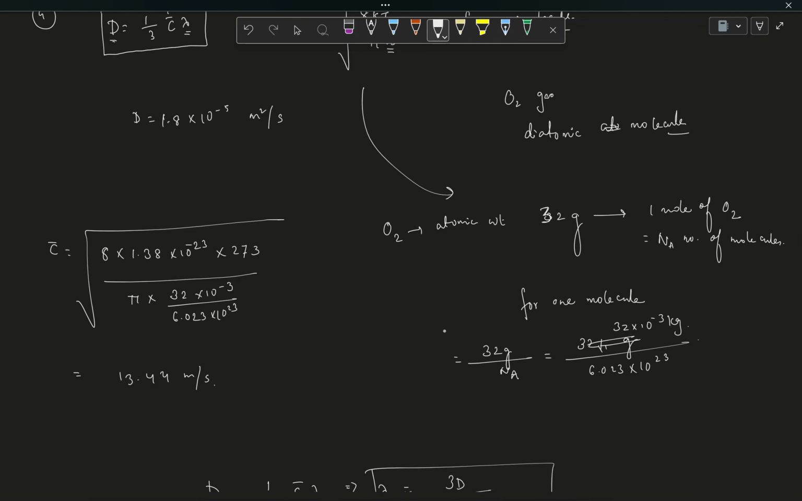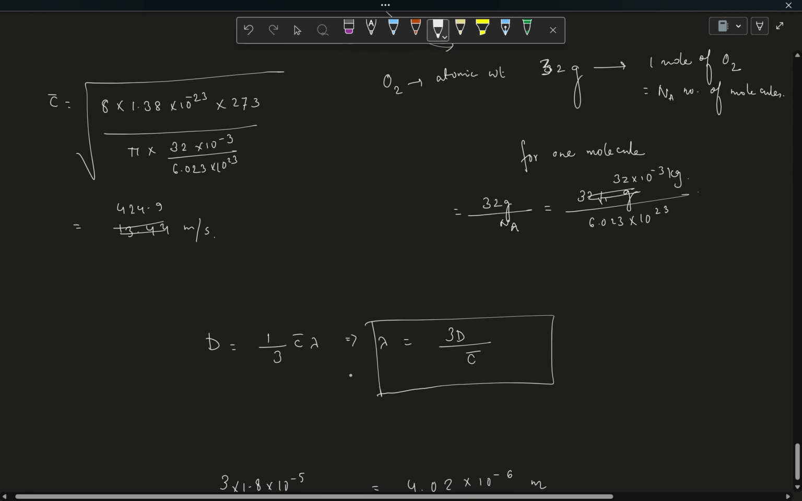So let me then calculate once again. It is root over 8 kT by pi m, where T is 273 Kelvin. So this is 8 into 1.38 into 10 to the power minus 23 into 273, divided by pi into 32 into 10 to the power of minus 3, and then this 6.023 into 10 to the power 23 comes up, and the whole square root gives you... okay, so the velocity value itself came out different because I had a problem in the units. So please correct this. This is 424.9 meter per second.